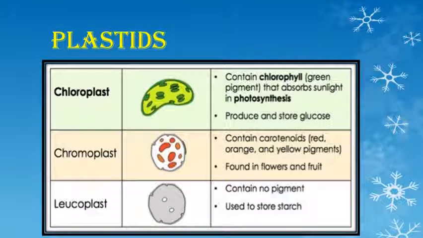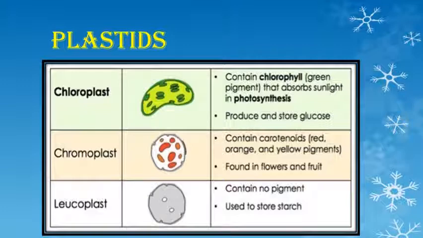Students, here you can see the types of plastid. The first type of plastid is the chloroplast. You can see the structure of the chloroplast in the middle section. Chloroplast contains a chlorophyll pigment. This is a green pigment that absorbs the sunlight during photosynthesis. What is photosynthesis? This is a process in which green plants produce their own food. That's why green plants are known as autotrophs. Chloroplast also produces and stores glucose.